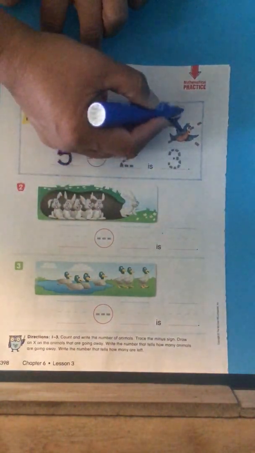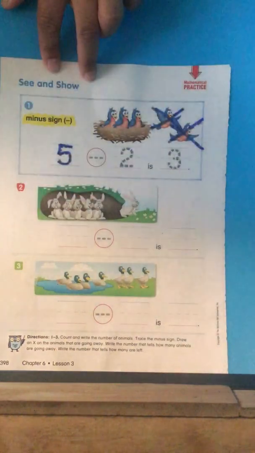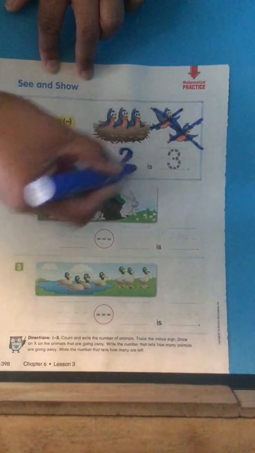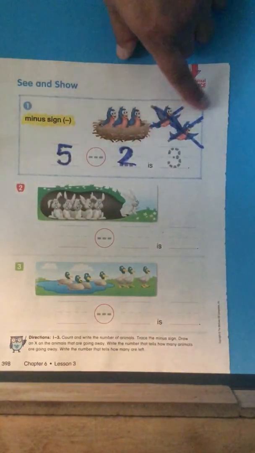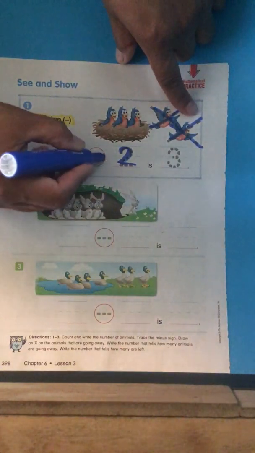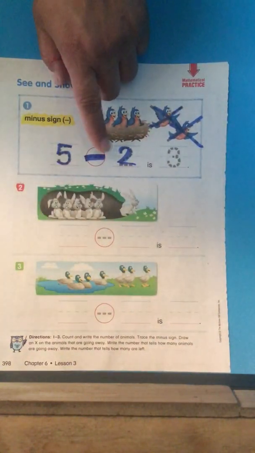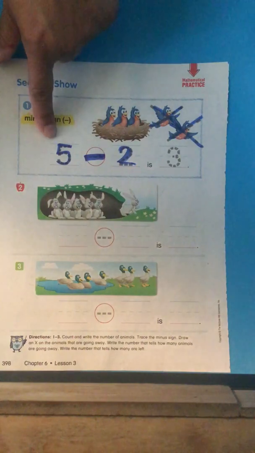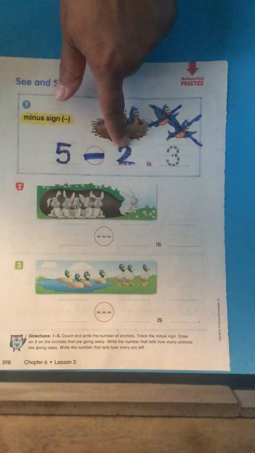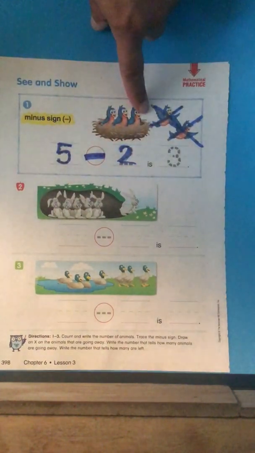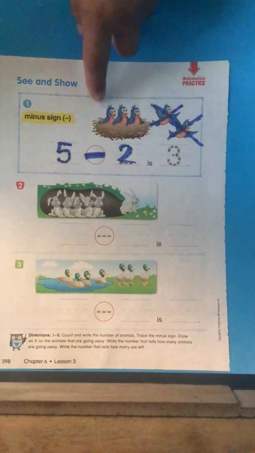So I crossed them out, right? Let me put 2. Remember how many went away? 2. What's the sign we're going to use? Minus. So read it with me. 5 take away 2 is, let's see how many are left. 1, 2, 3.